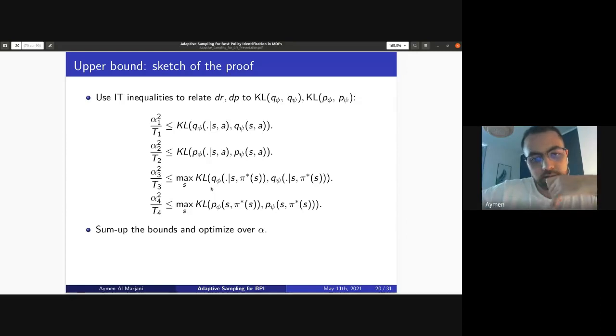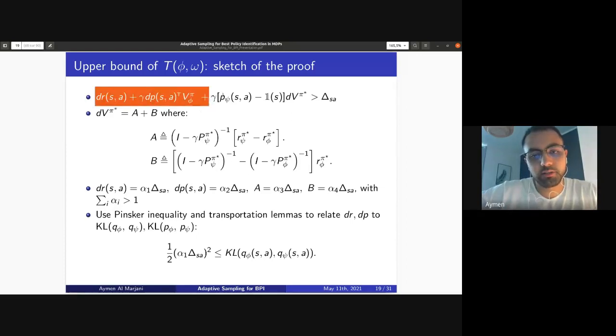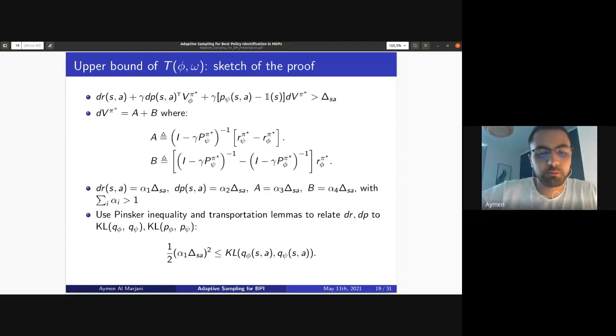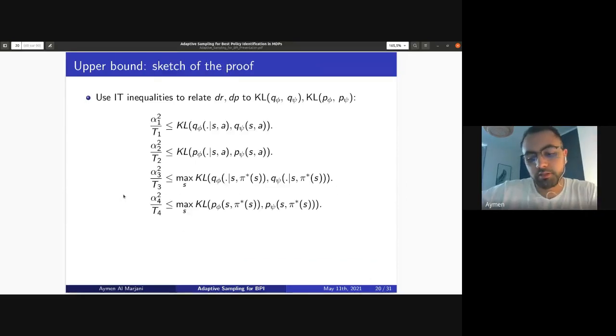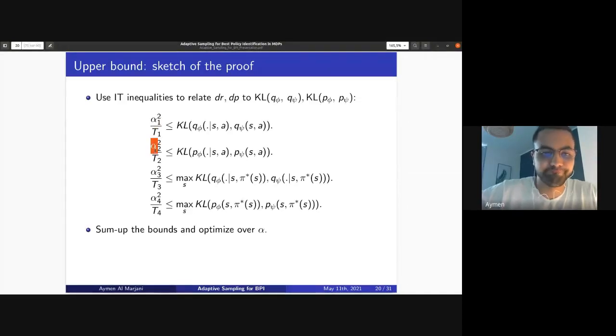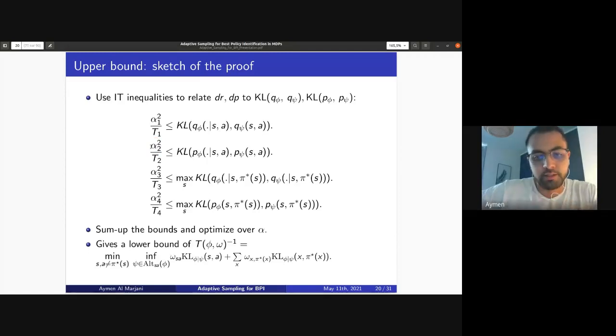Then you sum up these bounds, which we have here, and then you optimize over alpha. Which means that for this condition here to hold, there exists an alpha such that the sum of alphas is larger than 1. So here you try to find the infimum over alphas of the sum of these individual lower bounds. And so you can see that from summing this lower bound and optimizing over alpha, you would get a lower bound of this quantity here, which is the inverse of the characteristic time, and this will naturally translate to an upper bound of the characteristic time.